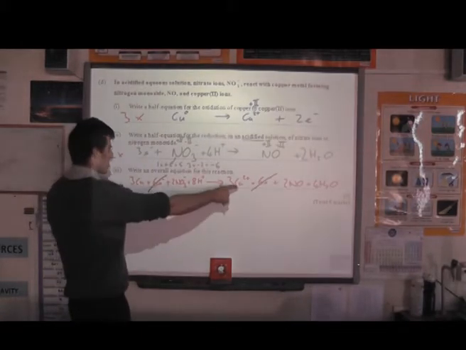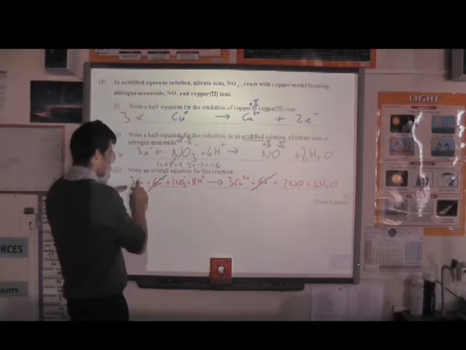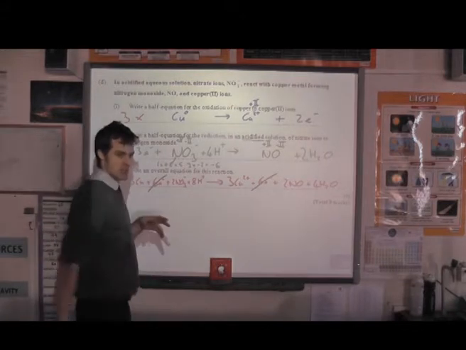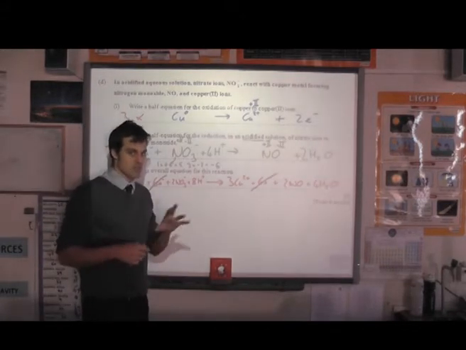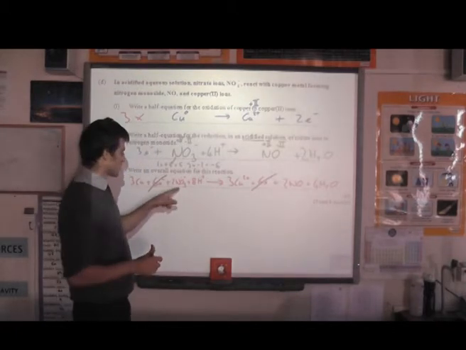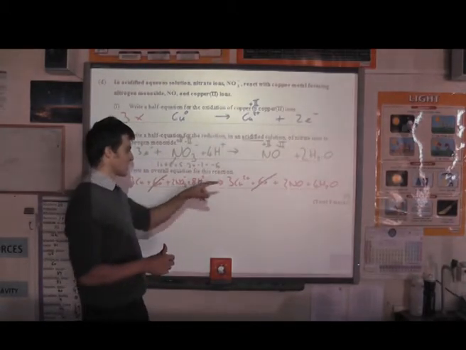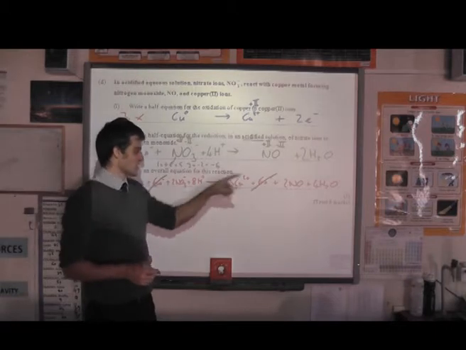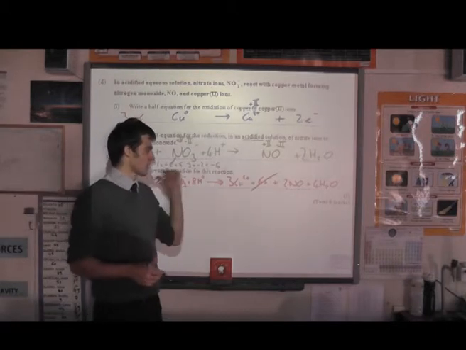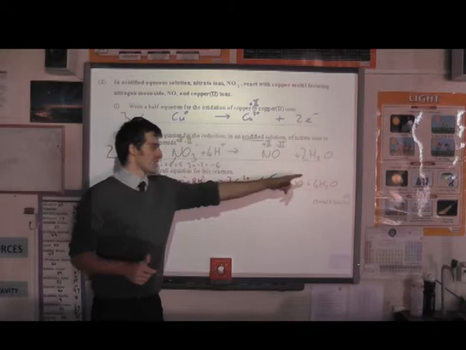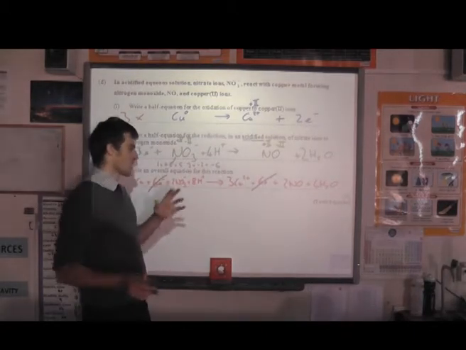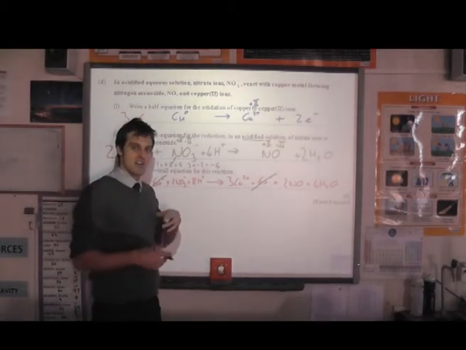3Cu is not the same on the right hand side, because Cu is not the same as Cu2+. Cu2+ has lost 2 electrons, different species there. NO3, no NO3s on the right hand side, only NO. No H pluses on the right hand side, so we don't do any cancelling. None of these on the left hand side. So we're done. And you always check at the end.